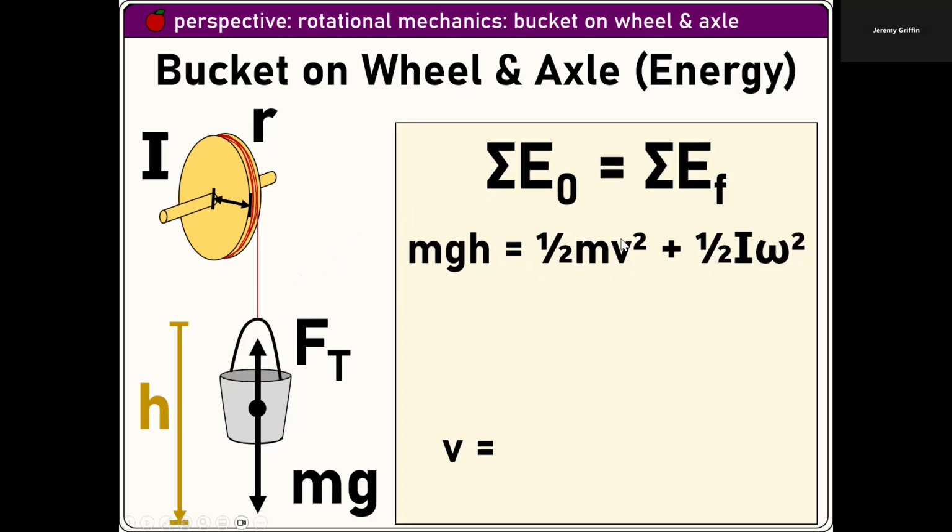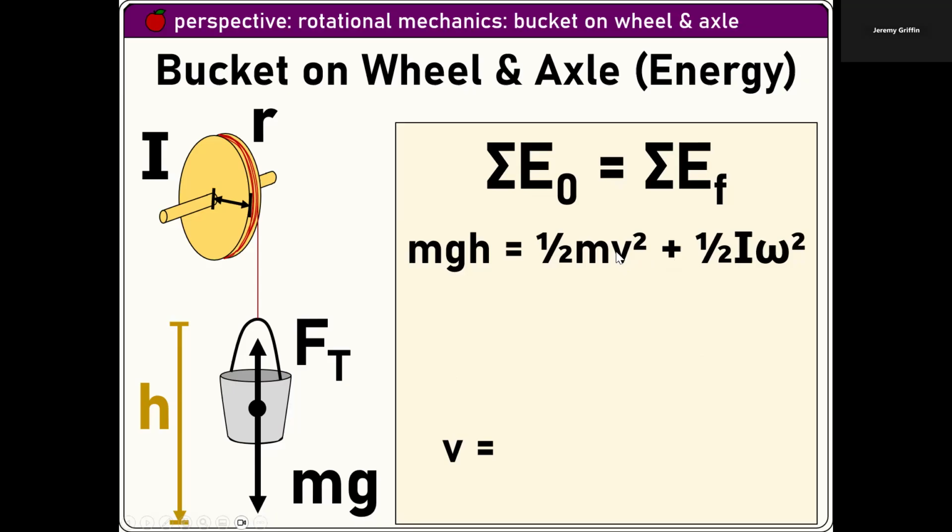Now, I think the next step is, guys, is this v, the linear speed of the bucket down, related to this omega, how fast the disk is rotating? And guys, what is that connection? Isn't this v equal to omega times r? You guys hear Lily? V equals omega r, right?